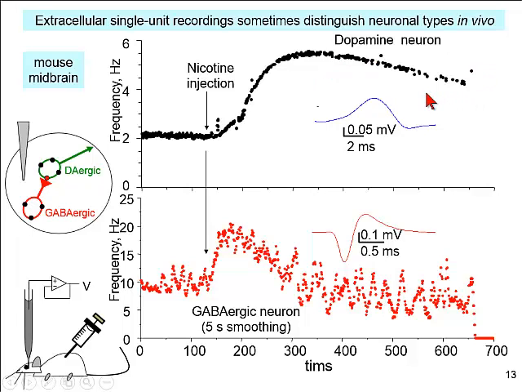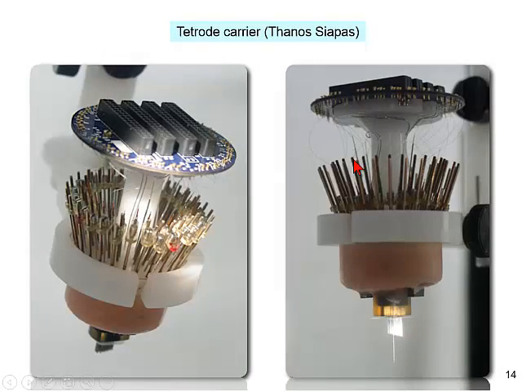receptors. And so you can see that simple extracellular recordings give you, or at least confirm, a great deal of information about characteristics of individual neurons. But it's possible to do much better than that.